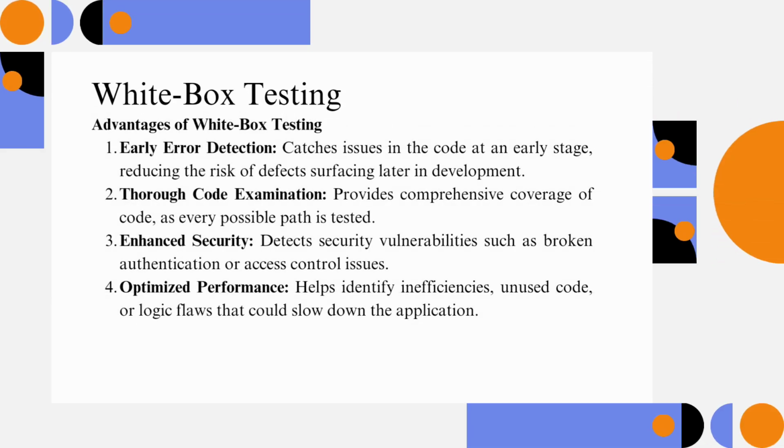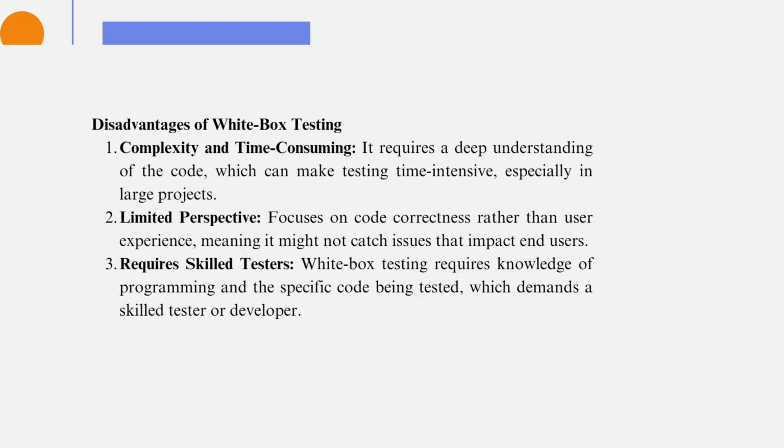Early error detection catches issues in the code at an early stage, reducing the risk of defects surfacing later in development. Thorough code examination provides comprehensive coverage of code, as every possible path is tested. Enhanced security detects security vulnerabilities such as broken authentication or access control issues. Optimized performance helps identify inefficiencies in code or logic flaws that could slow down the application.